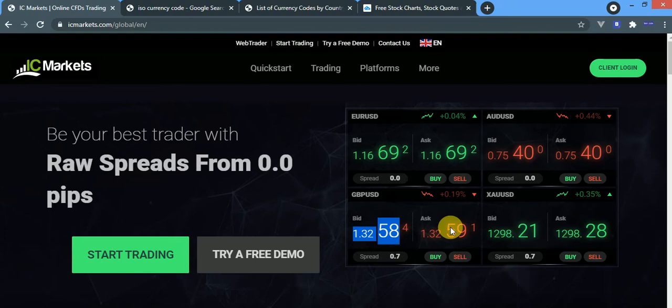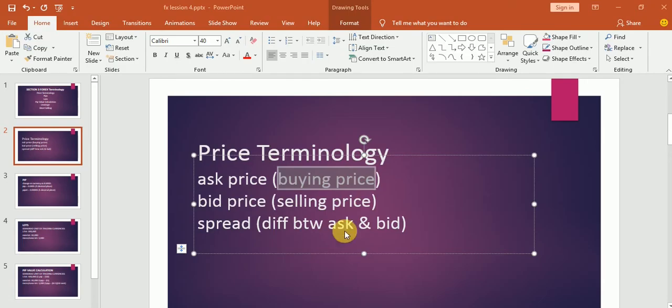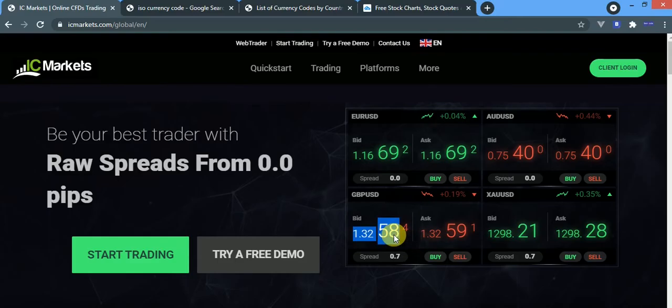Let this not confuse you. The ask price is the price you can buy from them, or the price the broker can sell to you. So we normally say that the ask price is the price you can buy from them, because we talk about you. Whereas the bid price is the price you can sell to them. So these are the currency pairs.